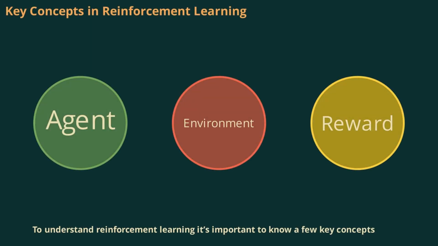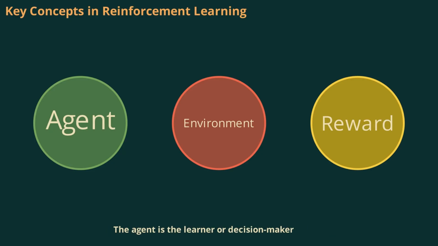To understand reinforcement learning, it's important to know a few key concepts. The agent is the learner or decision maker. The environment is the world the agent interacts with. Rewards are feedback signals that tell the agent how well it's doing. Through repeated interactions, the agent learns to maximize its rewards by choosing the best actions. This process is at the heart of many advanced AI systems.